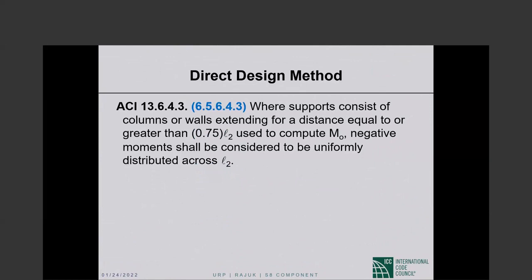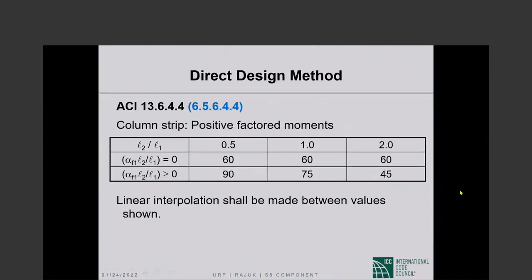Where supports consist of columns or walls extending for a distance equal to or greater than 75% of L sub 2, negative moment shall be considered to be uniformly distributed across L sub 2. Again, pretty easily understood. And those are kind of details that have evolved over the years.